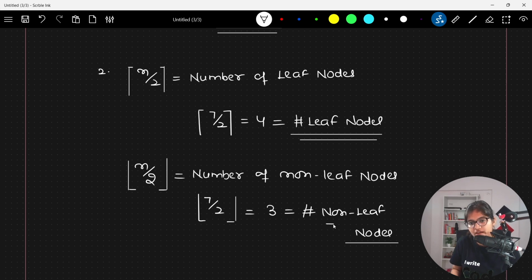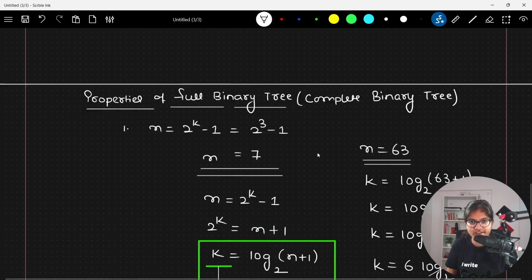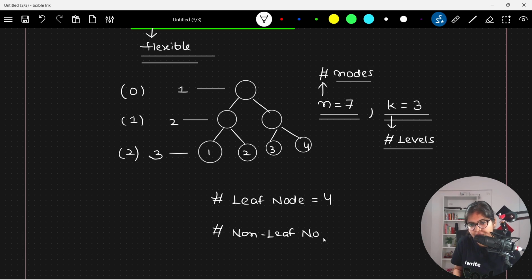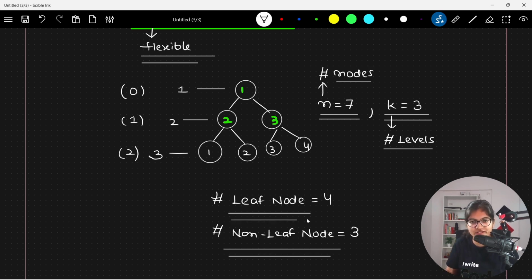Do you want to check? Let me check with you. So here, when I am having the value of n as 7, how many leaf nodes do we have? A leaf node is the last level node which does not have any child node. 1, 2, 3, 4. How many non-leaf nodes do we have here? Again, you can count here. It is equal to 1, 2 and 3. So if you observe, we are getting the same answer with the formula as well.